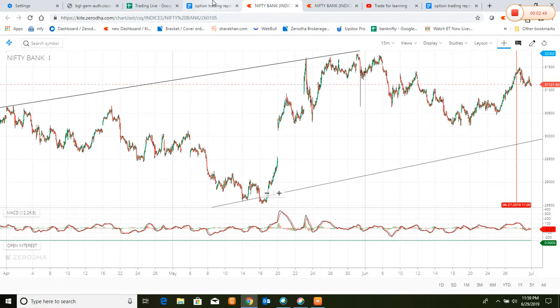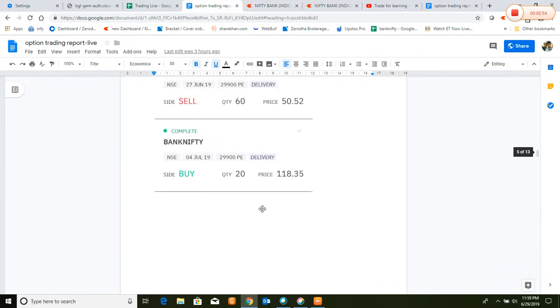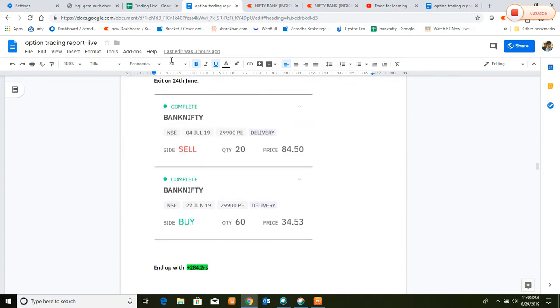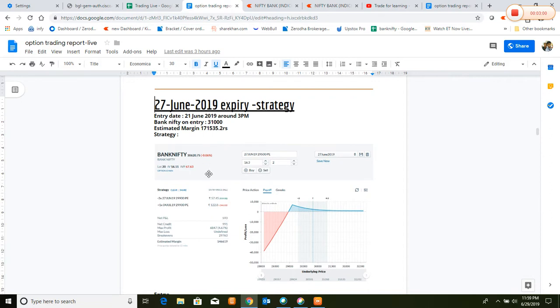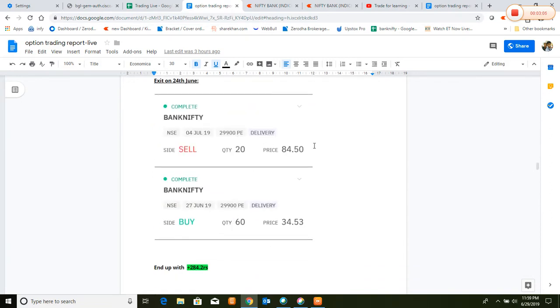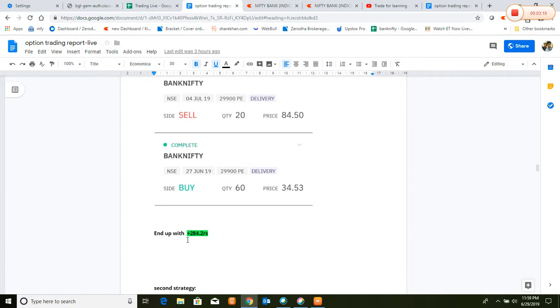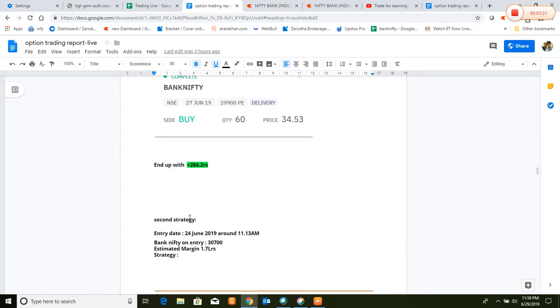Because of some anxiety, we exited the strategy on 24th June. We entered on 21st, and after 3 days we exited. When we exited, we sold the next week 29,900 at 84.5 rupees and bought back that 60 at 34.5, and we ended up with a profit of 284 rupees. And we entered another second strategy.